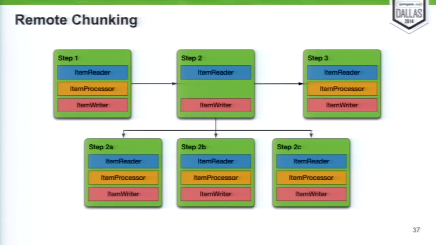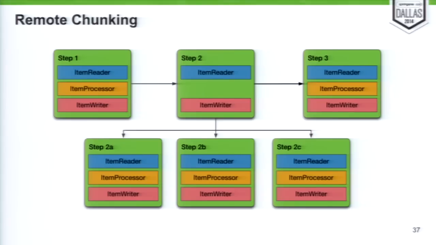So remote chunking requires that the writing, and optionally the processing, or a mixture of both, be done on the nodes. The reading is done from the master, and the nodes will do either the processing or the writing. That's what we've got going on in step 2 here. And then step 3 is your typical step that would do item reading, processing, writing.